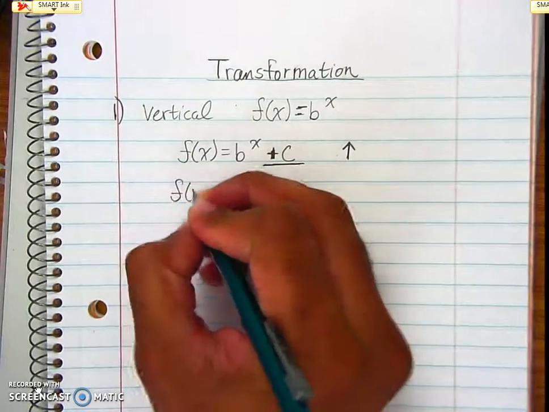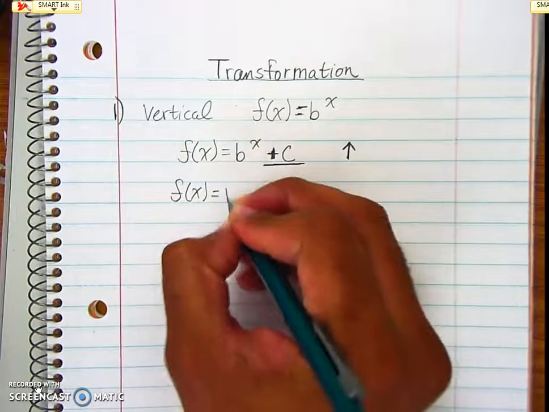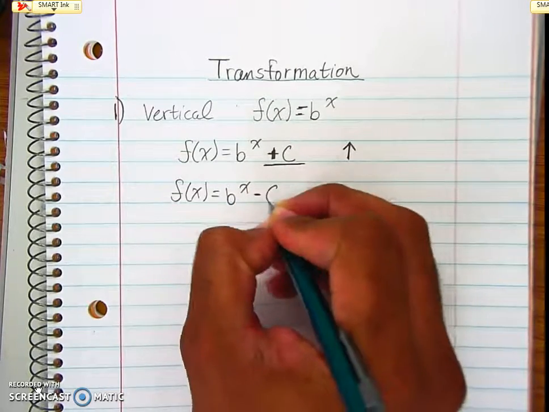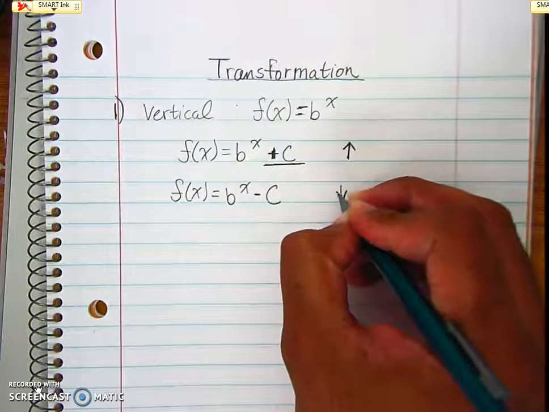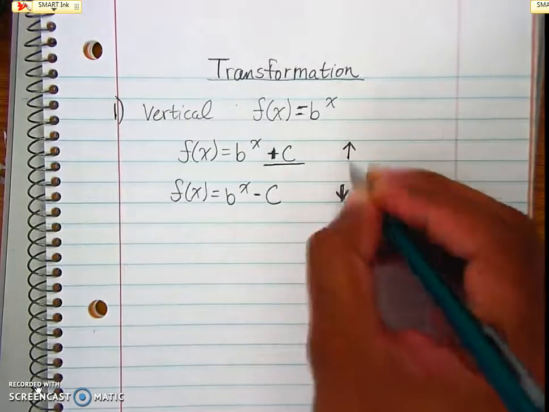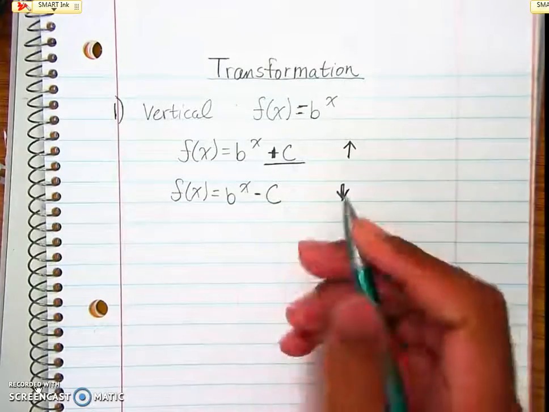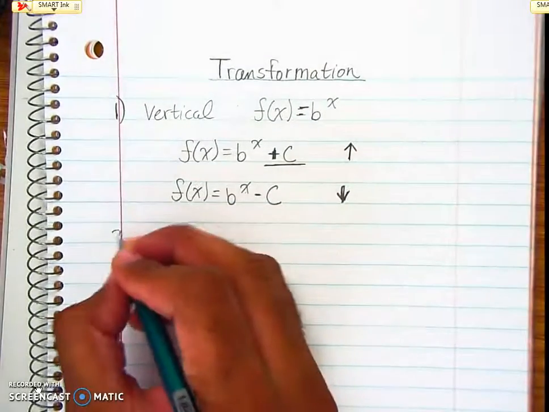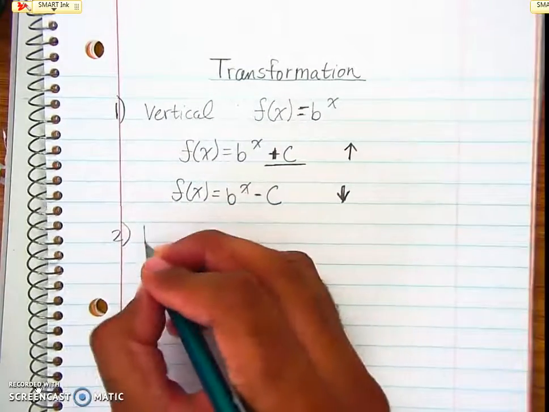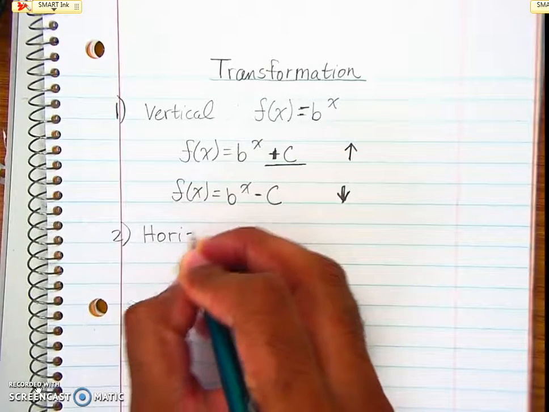And just like before, if it was a minus c on the back, or a negative c, it moved down. And again, that is on the back side of it. It's not up there at the same size as the x.